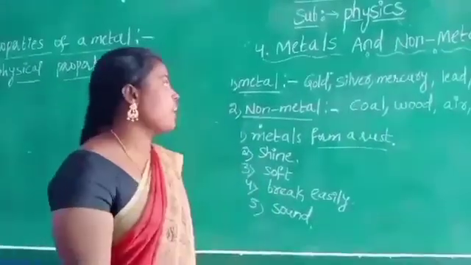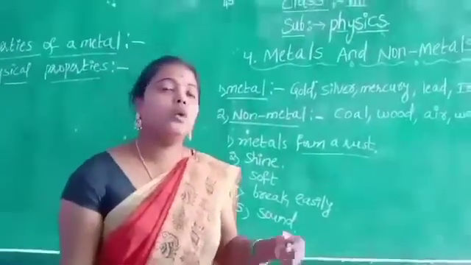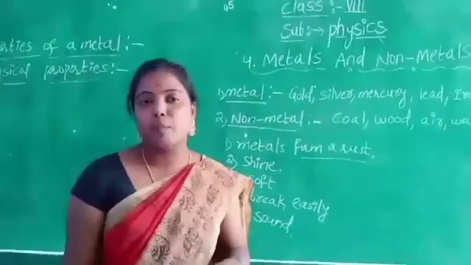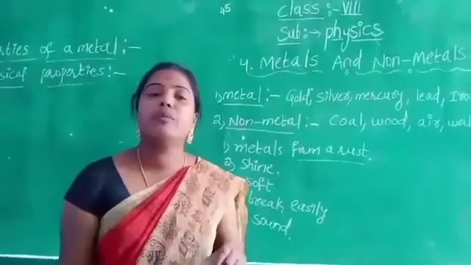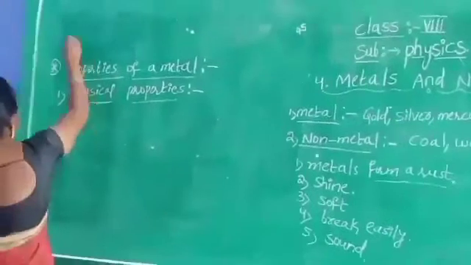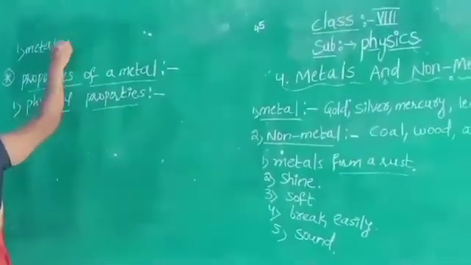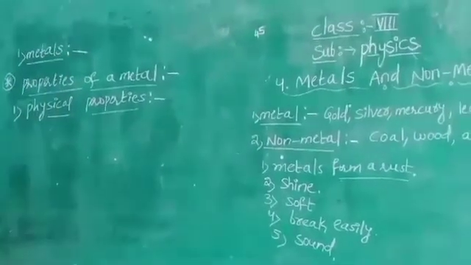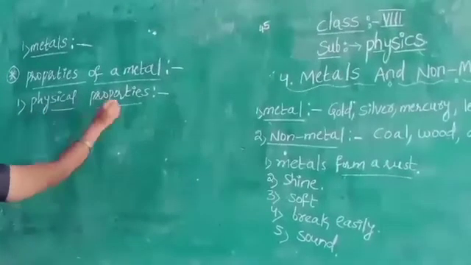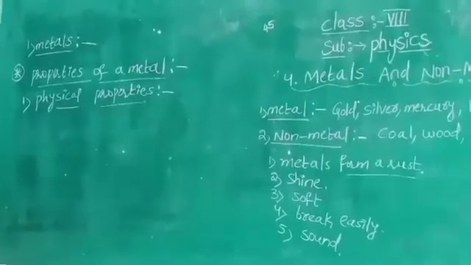First we are going to discuss metals. Metals contain two types of properties. What is the first one? Physical properties. What is the second one? Chemical properties. First we are going to discuss the properties of a metal, starting with the physical properties of metals.